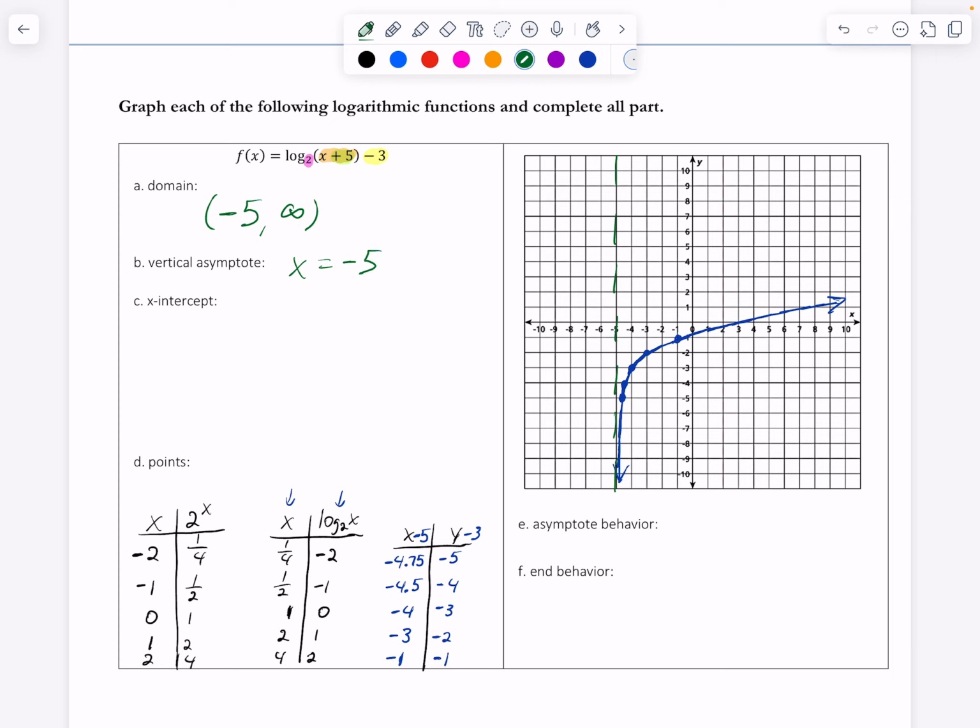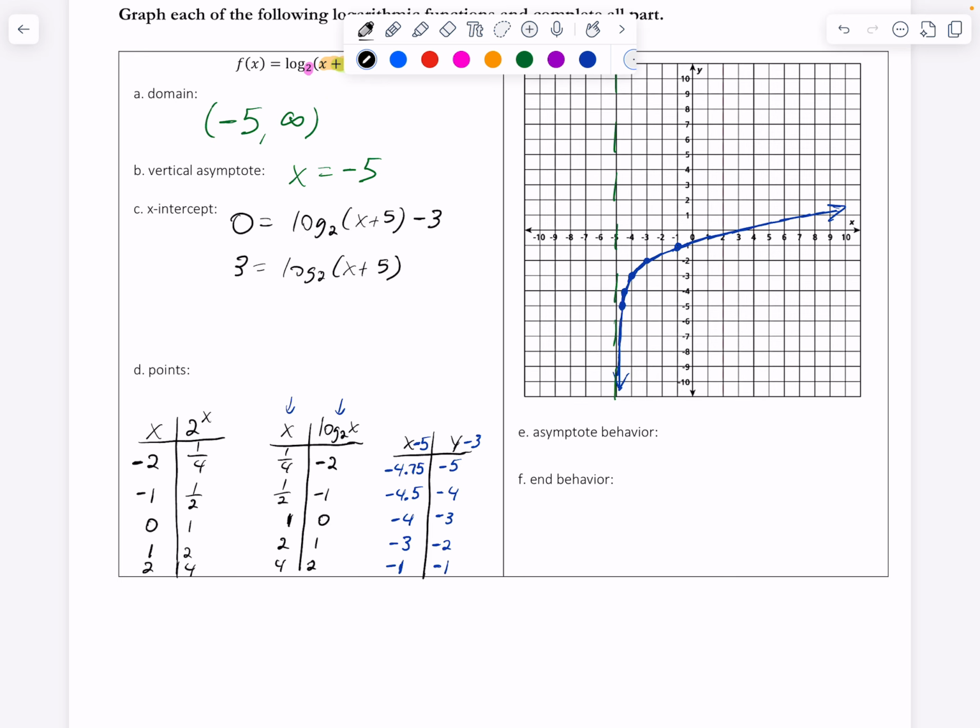The x-intercept, now this one's a little tricky. I'll set it equal to 0. Log base 2 of x plus 5 minus 3. I'm going to move that -3 over with addition. Now, one thing that I'm going to teach you guys, and you just saw it earlier in the video, to change this from a logarithmic equation into an exponential equation, you're going to take the base, raise it to that exponent, and set it equal to the argument. So 2 cubed equals x plus 5. That's 8 equals x plus 5, so x is equal to 3. So the x-intercept is 3, 0. I tried to graph that right there.